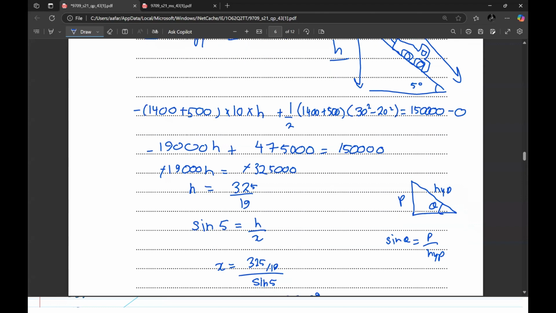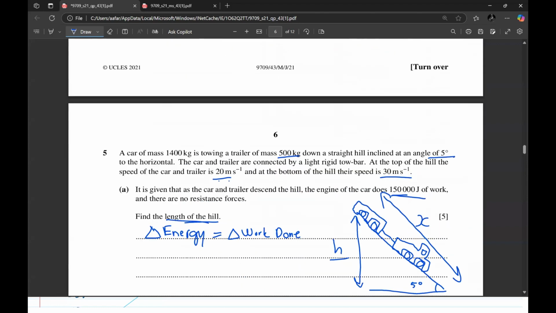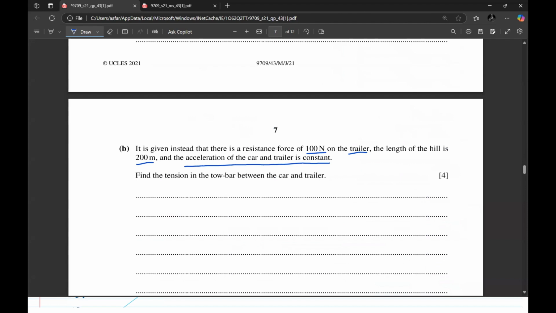And basically, we're looking for the standard since they asked us to find the length of the hill. This over here, not the height. If they asked us to find the height of the hill, that would be h. But they've asked us to find the length of the hill. That's why we need to find the slanted height, not the actual vertical height. Since the slanted length is basically the distance the system covered, right?